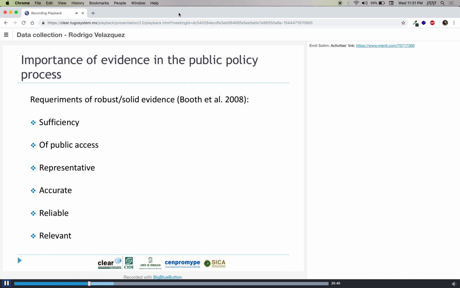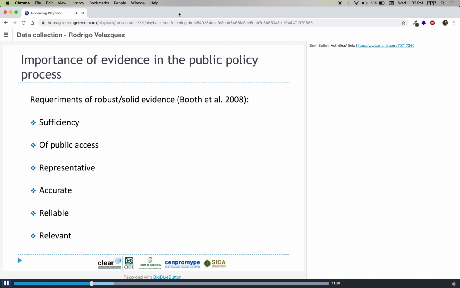And the second requirement has to do with the fact that evidence has to be of public access. And this means that the decision makers have to be able to access this evidence. For instance, if we are saying that a specific medication helps to decrease the prevalence of a specific disease, then the evidence of the study has to be public. We cannot provide evidence that cannot be accessed, because people are not going to believe what we are saying.